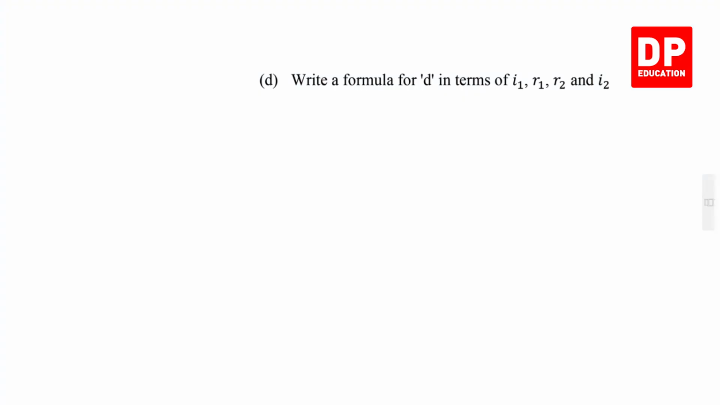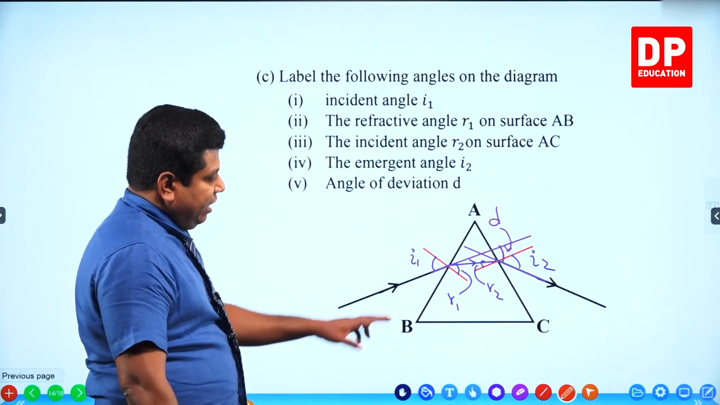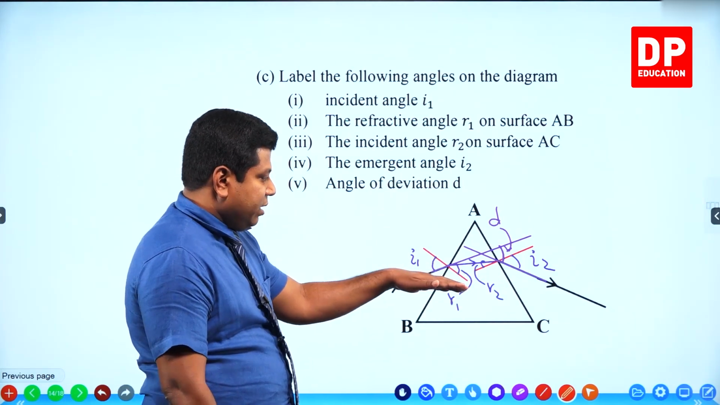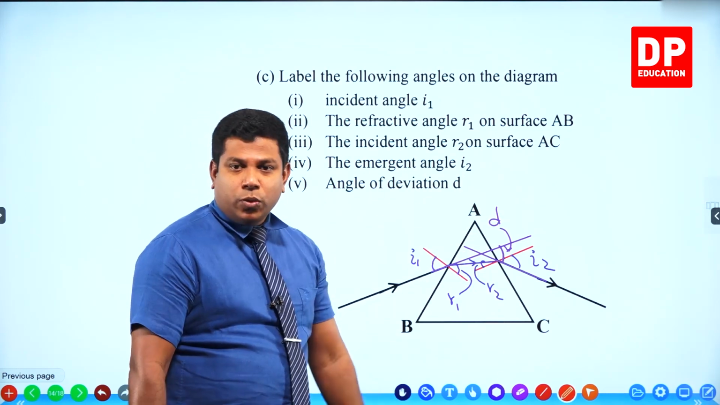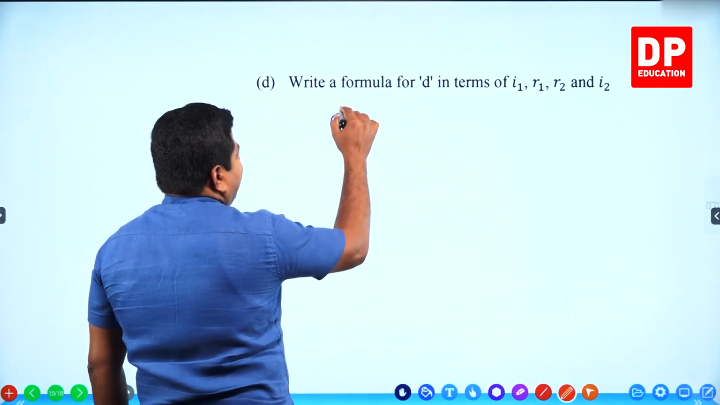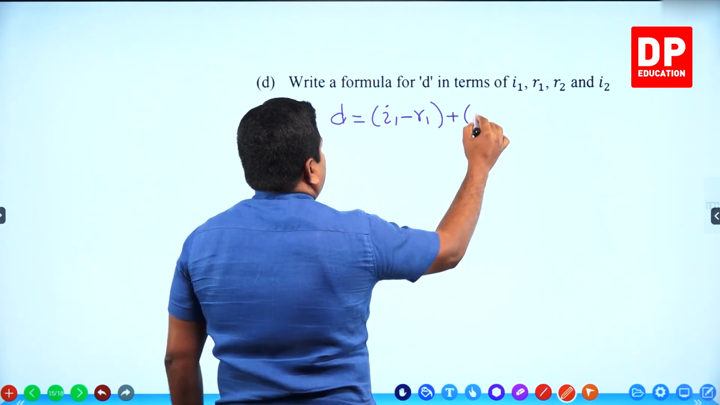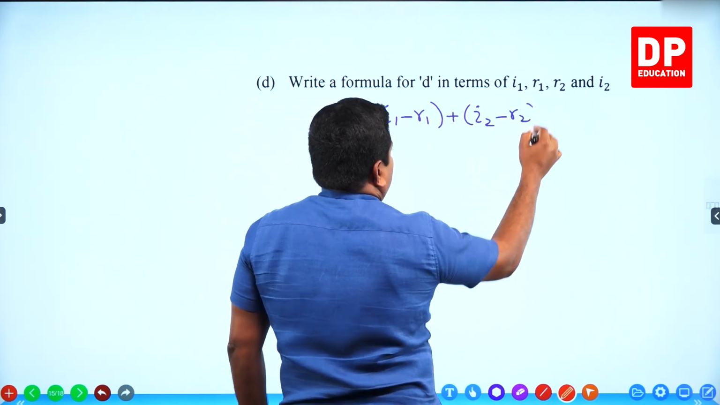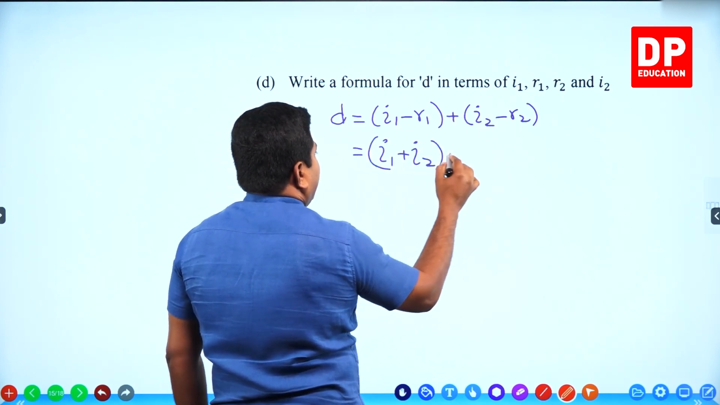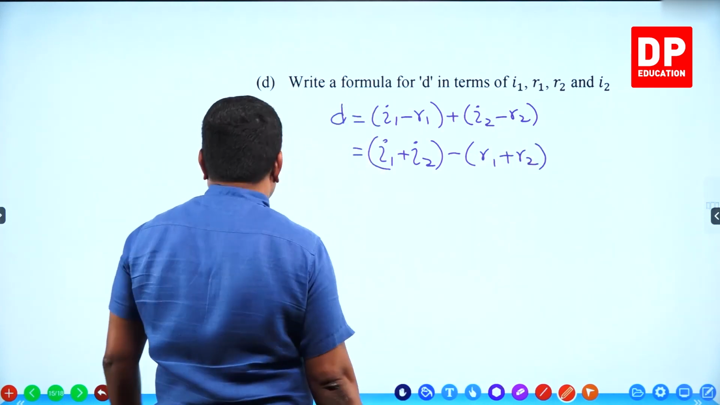Write a formula for D in terms of I1, R1, R2, I2. It's simple. The deviation it has got in the first point and second point. First point deviation will be I1 minus R1. Second point deviation will be I2 minus R2. We studied that, we have done that several times in the theory. I1 minus R1 plus I2 minus R2. That will be I1 plus I2 minus (R1 plus R2).